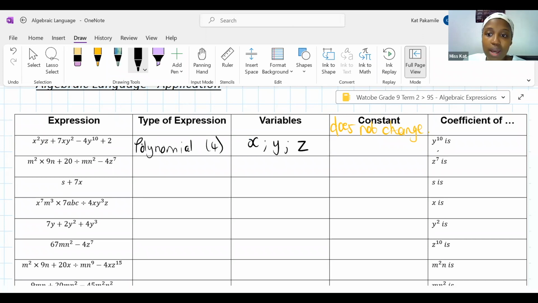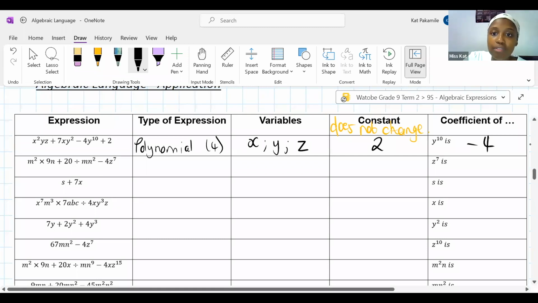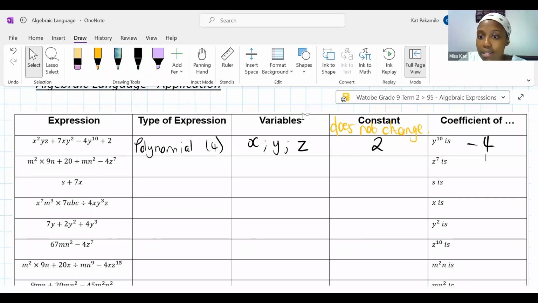Thank you. Is there a constant in this polynomial? Yes, ma'am. What is my constant? Positive 2. I'm glad you said positive. What is the coefficient of y to the power of 10? Negative 4. Thank you, Tammy. Beautifully filled in. That was brilliant.